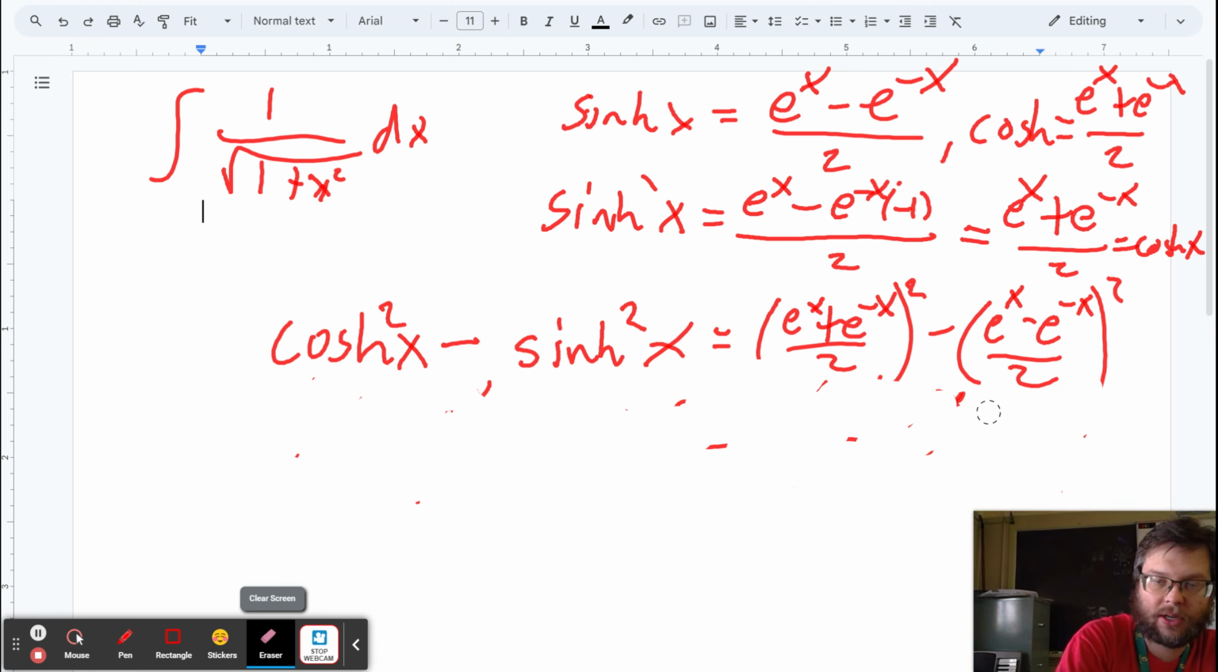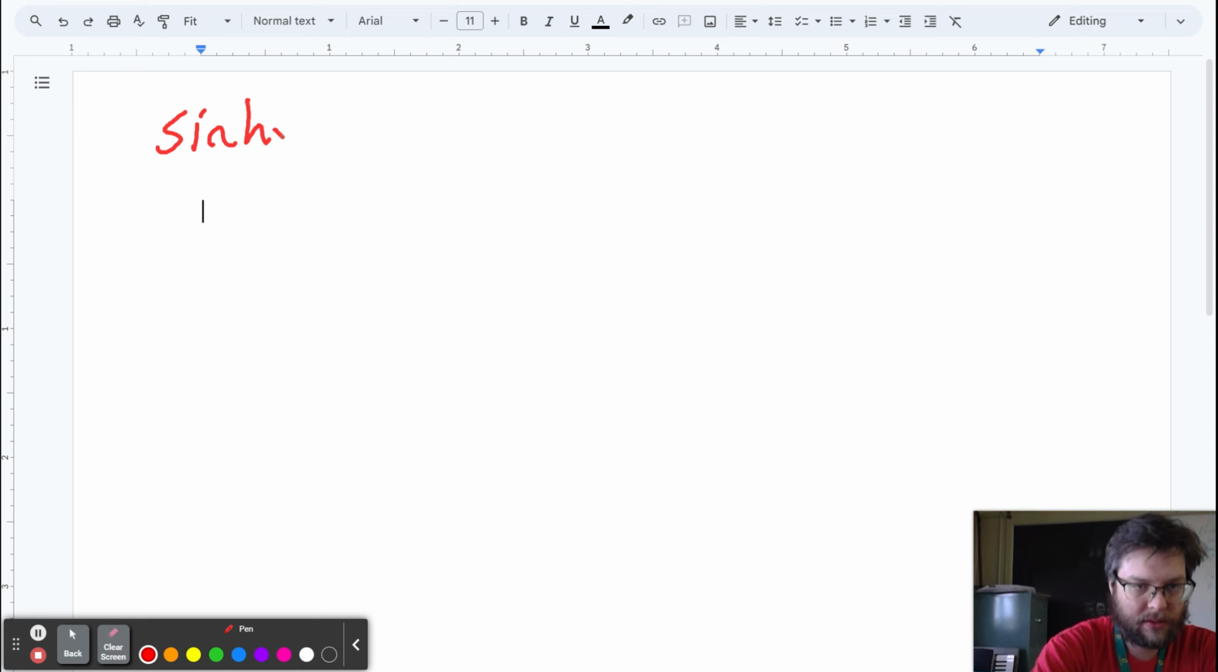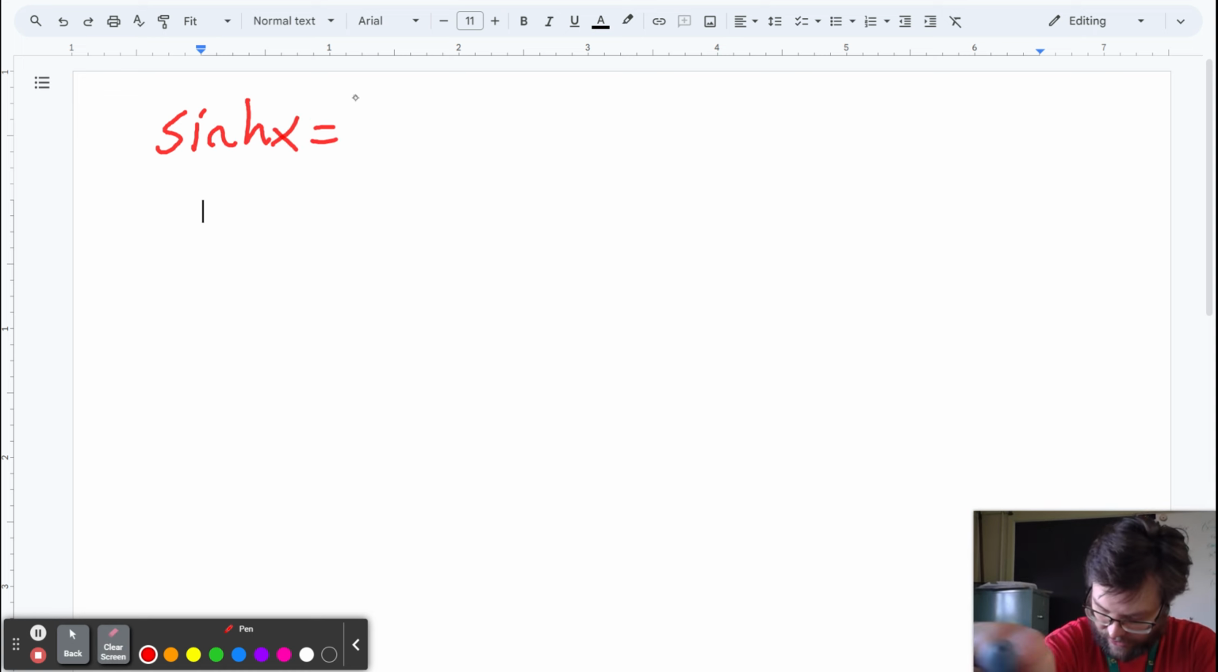Here, we're going to have to work a little bit more at it because we don't really have an arcsinh button on our calculator. Oops, I didn't mean to clear everything. Oh well. Okay, so let's look at sinh. So again, sinh of x is e to the x minus e to the negative x.